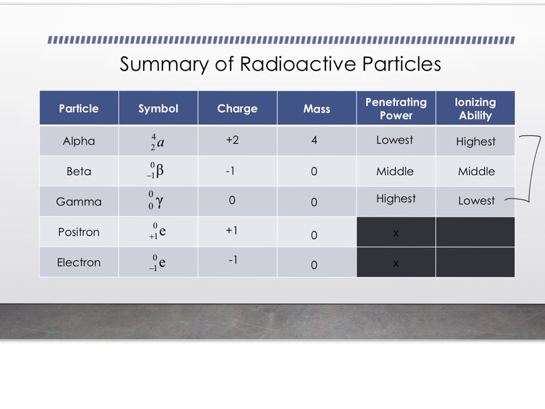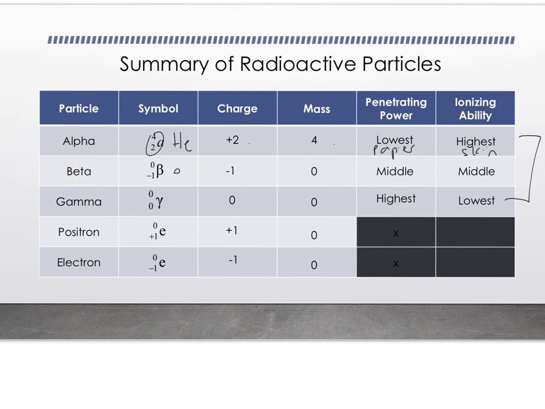So just to review, an alpha particle is equivalent to a helium nucleus. It has a +2 charge and a mass of 4, hence the mass number and atomic number. It has the lowest penetration ability. It can be stopped by a piece of paper. And it has the highest ionizing ability, so the skin can stop it from protruding into your skin.